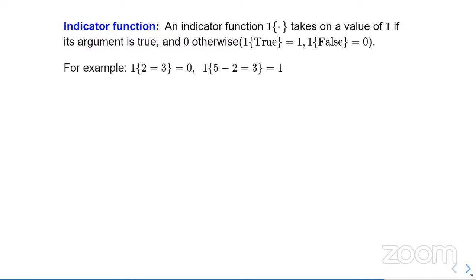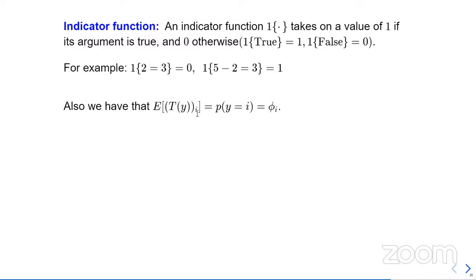Okay, so the indicator function, right? If the event is true, then it gives 1. If the input event is false, then it gives the value 0. So if T2 equal to 3 is not true, that indicator function will give value 0. We all know what an indicator function is.